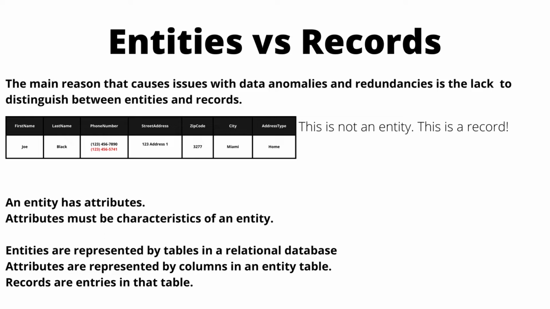So here are some of the definitions. Entities are represented by tables in a relational database, and attributes are represented by columns in the entity table. Records are entries in that table.